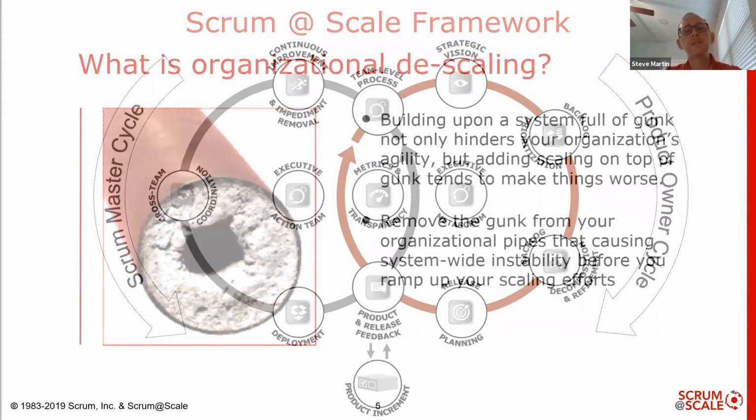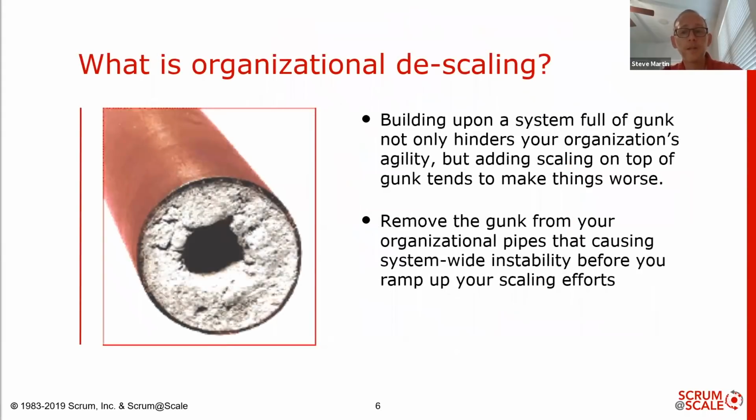So you can kind of think of descaling something like this. Think about how scale builds up inside a pipe over time. It's kind of like the white stuff you see in this photo. It's kind of nasty, right? Kind of restricts the flow. You need to remove this gunk out of the pipes before it can go full speed.